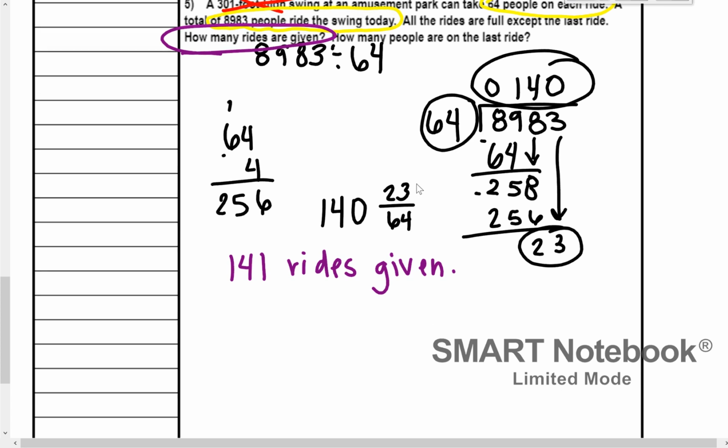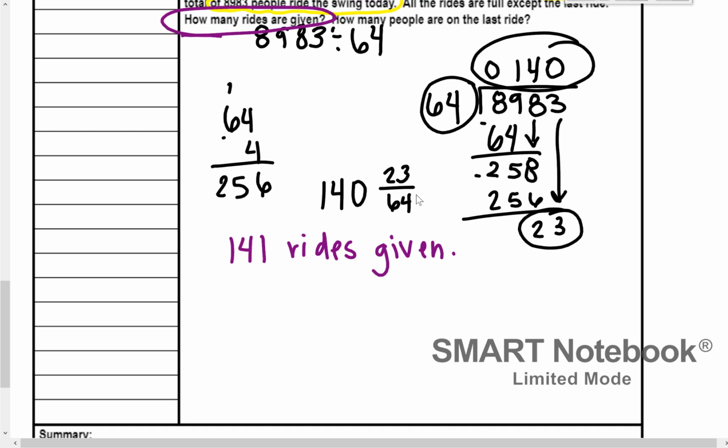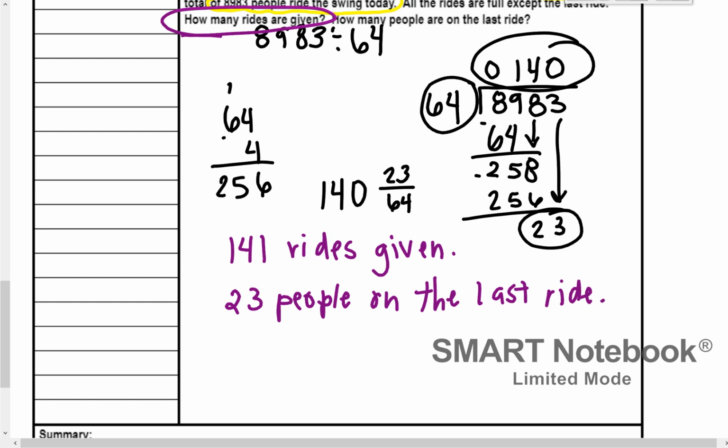And then they wanted to know how many people were on that last ride, which would be that partial ride, and there was 23 out of the 64 people. So that would be 23 people on the last ride. Okay. That's it. That's how we divide using long division.